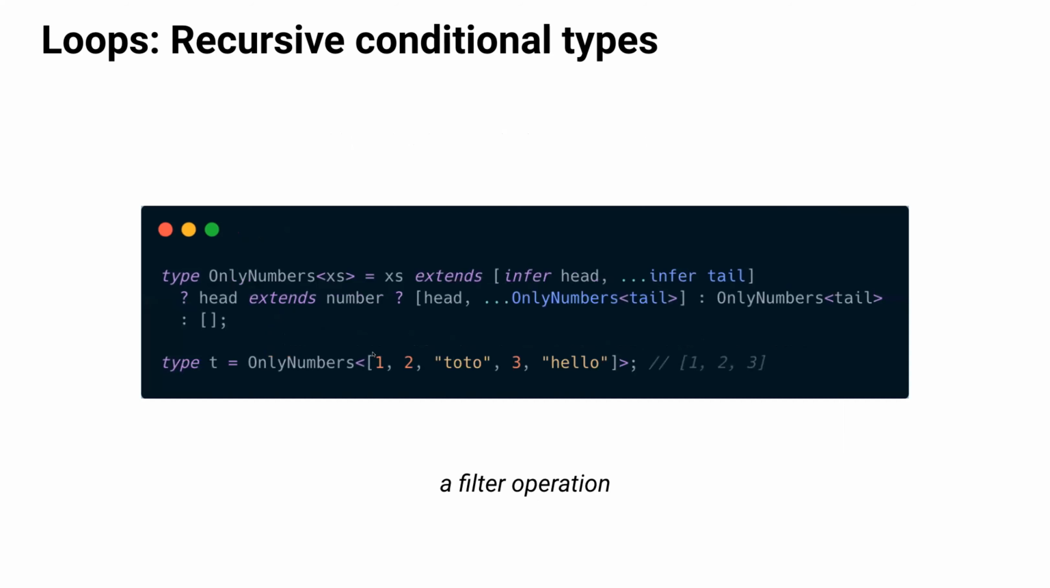So now let's show a filter operation. As you can see, the basic structure is exactly the same. You have this x extends, sorry, it's not capitalized, extends, infer head, infer tail.